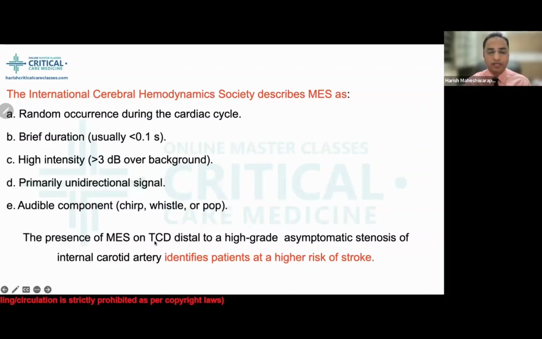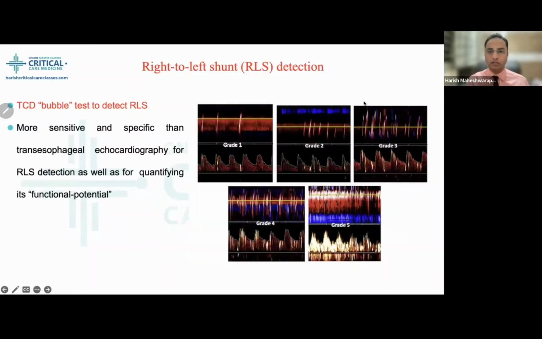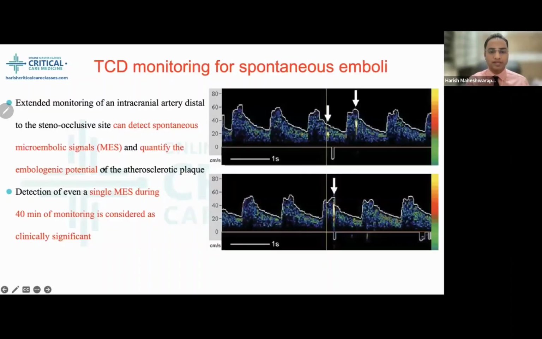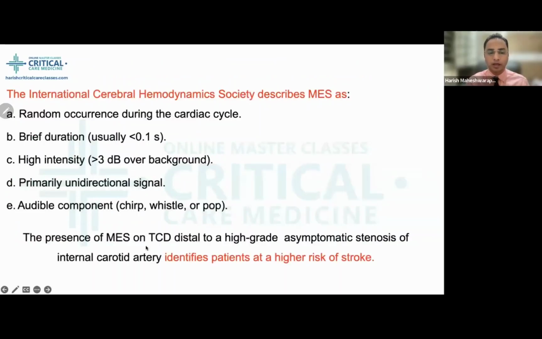The presence of MES on TCD distal to a high-grade asymptomatic stenosis of the internal carotid artery identifies patients at high risk for stroke. So this is something new. We are able to get an idea of what is known as a microembolic signal. It looks like an abnormal artifact in the TCD waveform. If you get a single microembolic signal during 40 minutes of continuous dynamic assessment by TCD, it gives an idea that the patient is at high risk of developing a stroke.